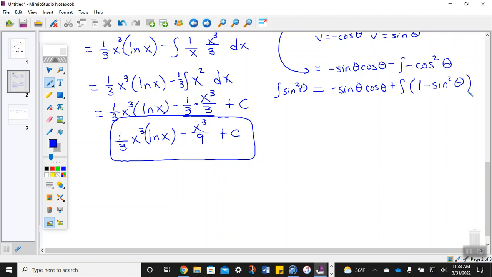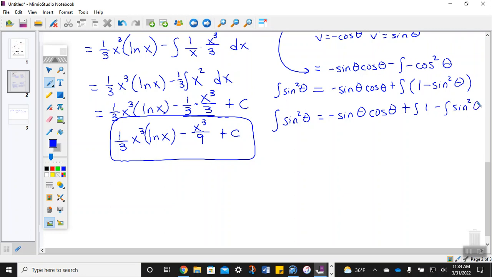Again, we started out with the integral of sine squared of theta, didn't we? Hang in there with me. This is the original problem, isn't it? Integral of sine squared of theta d theta. That's gonna equal negative sine theta cosine theta. I can break this into two parts, can't I? So it's really plus the integral of one minus the integral of sine squared theta.